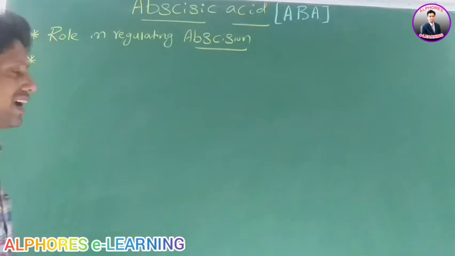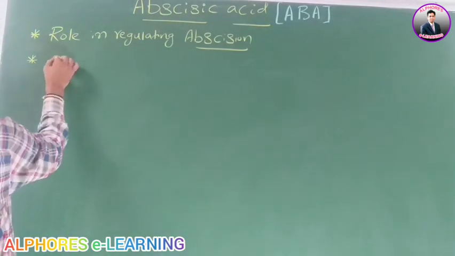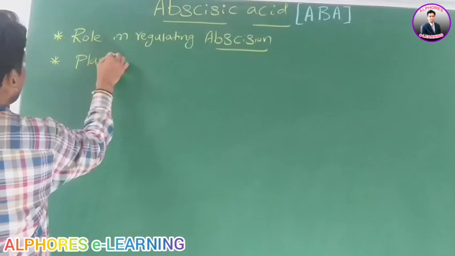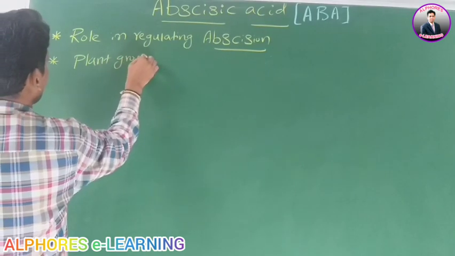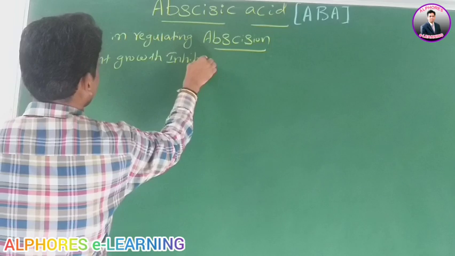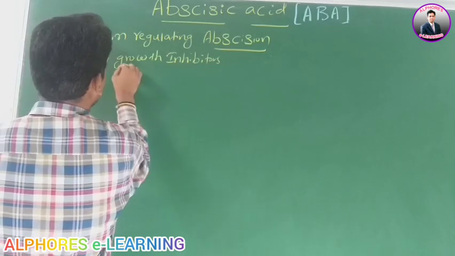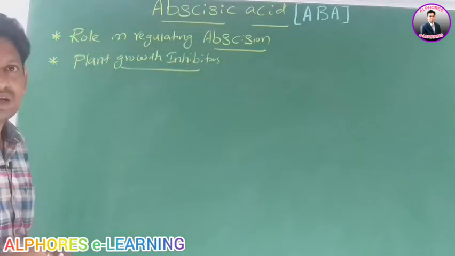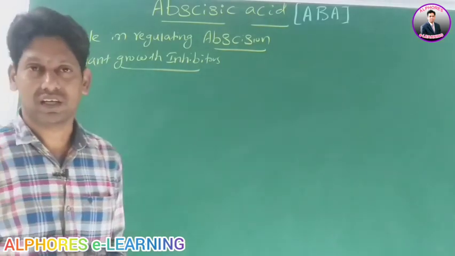What is it? A plant growth inhibitor. Abscisic acid is a plant growth inhibitor, right?